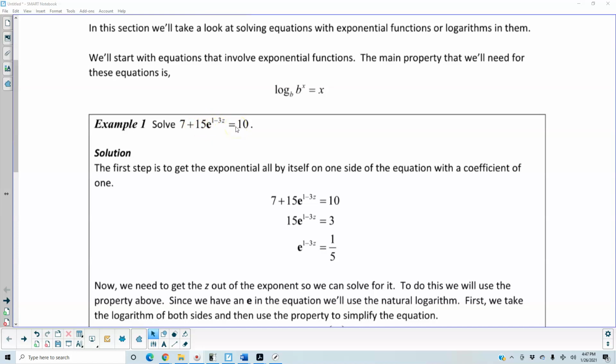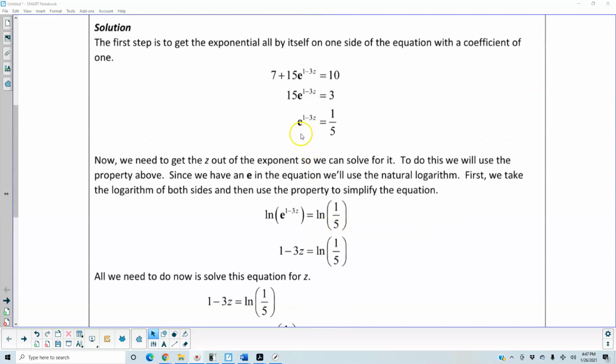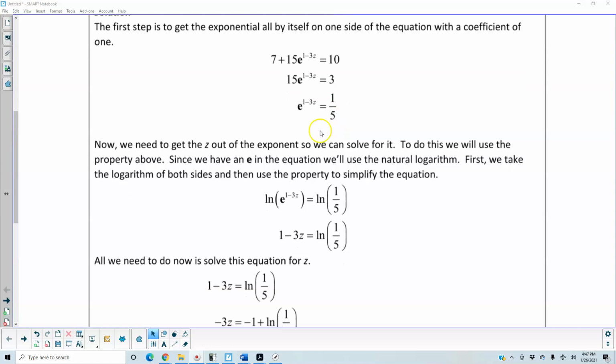Now the first step is to get the exponential all by itself on one side of the equation with a coefficient of 1. So the variable is in the exponent of e, so we want to isolate the base of e. The first thing we're going to do is subtract 7 from both sides. So 10 minus 7 is 3. And then we're going to divide by 15. So now we have e to the 1 minus 3z, which is equal to 1/5.